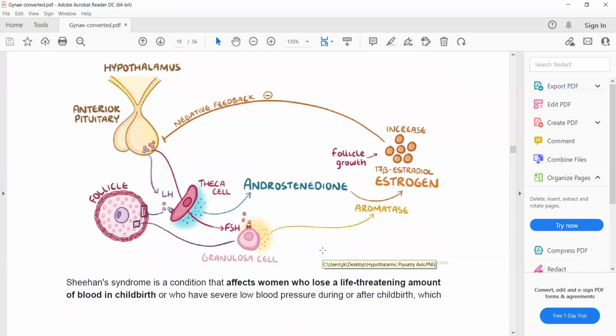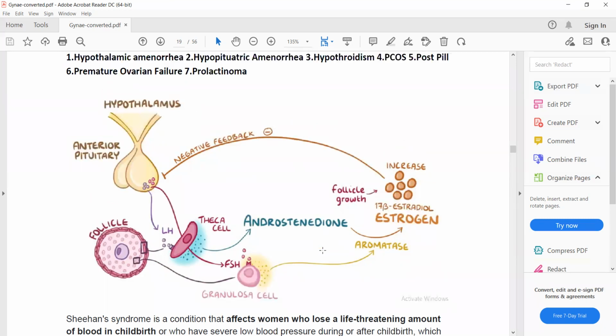What is Sheehan syndrome and what is pituitary apoplexy? We'll discuss it in a few minutes. For now, the point that I want to make clear is that if FSH and LH are low, then the problem is in the hypothalamus or in the pituitary. If they are high, then the problem is in the ovaries. Is this point clear to everyone?